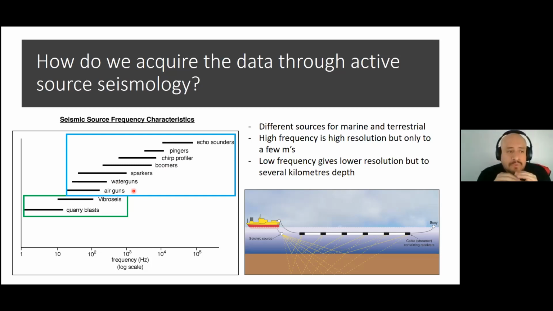But if we're going to have an image of the near subsurface, we can use sparkers. We're going to use boomers, shear profiles, and pingers. So these are going to vary from tens of meters up to 2 kilometers. If you are going to have a survey of a big area, what you want to use is air guns and water guns. Okay.